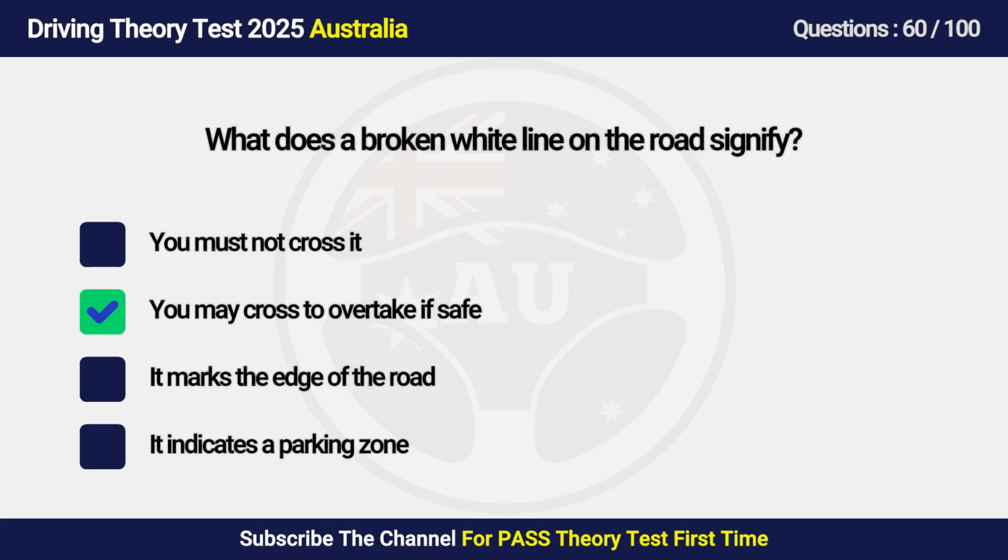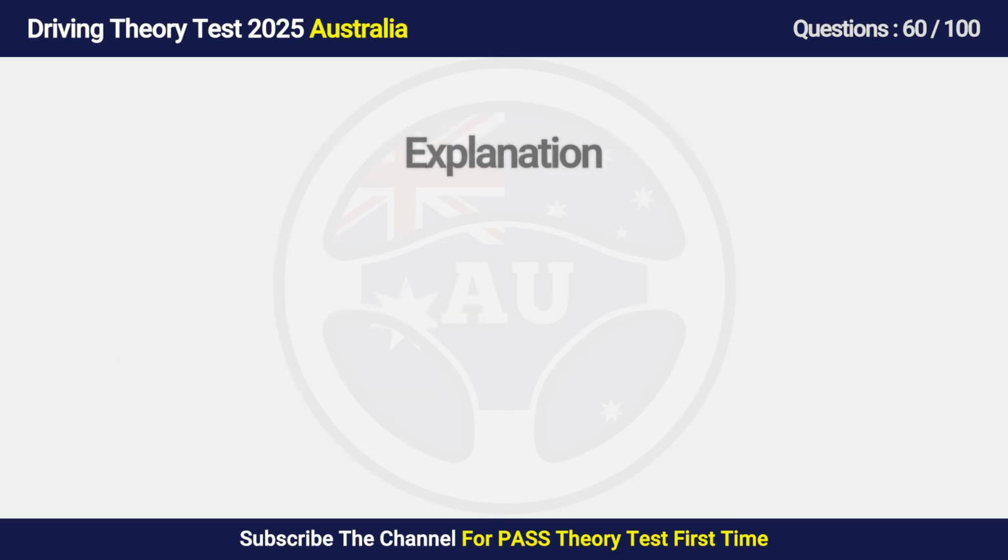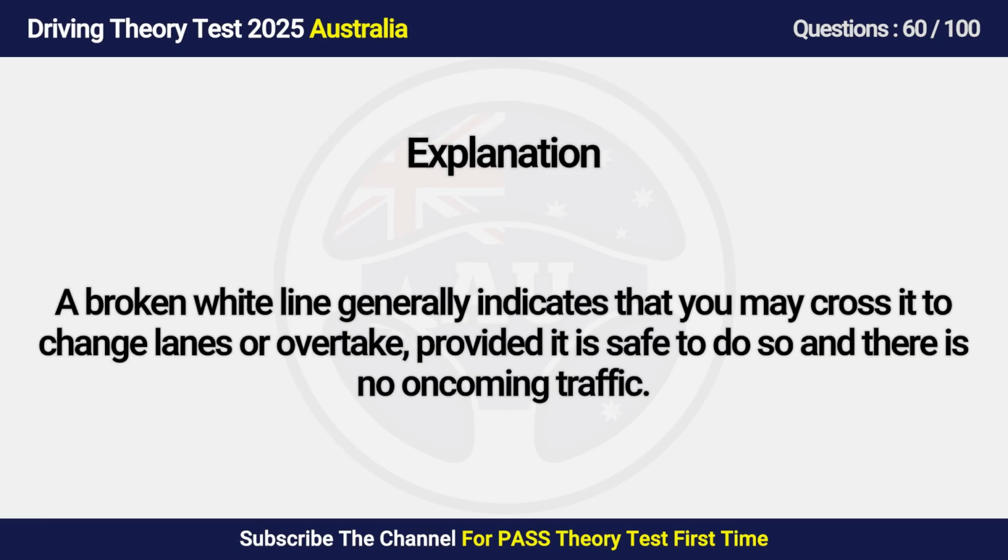Answer is B. You may cross to overtake if safe. A broken white line generally indicates that you may cross it to change lanes or overtake, provided it is safe to do so and there is no oncoming traffic.